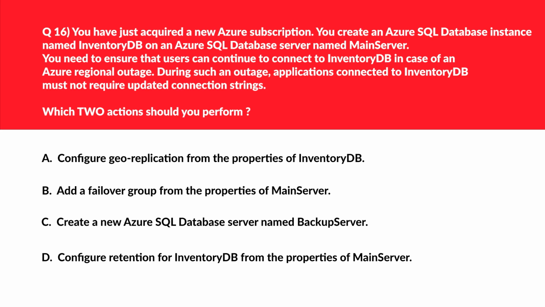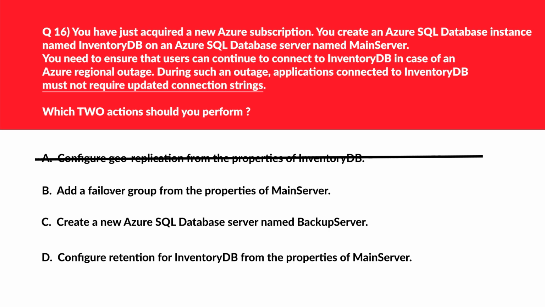Alrighty, this time we got to select more than one option. You got to read the question carefully because we need to select 2 correct answers this time. Let's look at option A. A says configure your application from the properties of inventory DB. And if you look at inventory DB, it is nothing but Azure SQL Database instance. So this option does not provide automatic failover without updating connection strings, which is the primary requirement of the question.